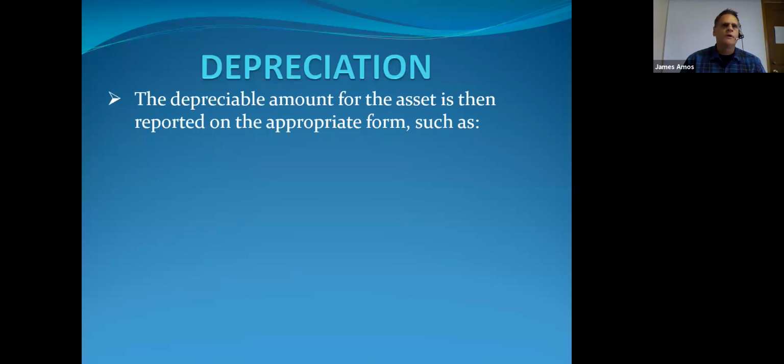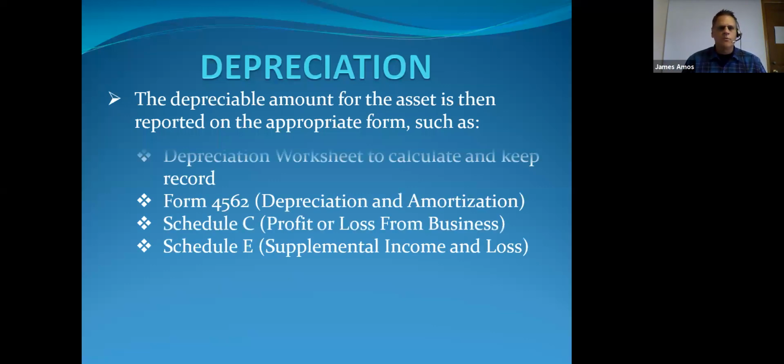Where it gets reported depends on what you're doing. If you're running a business, it gets reported in one place. That's different than if you're running a farm, and that gets reported differently if it's just personal investments. Remember, personal investment assets are different than business assets, but they're still depreciable. So where would it get reported?